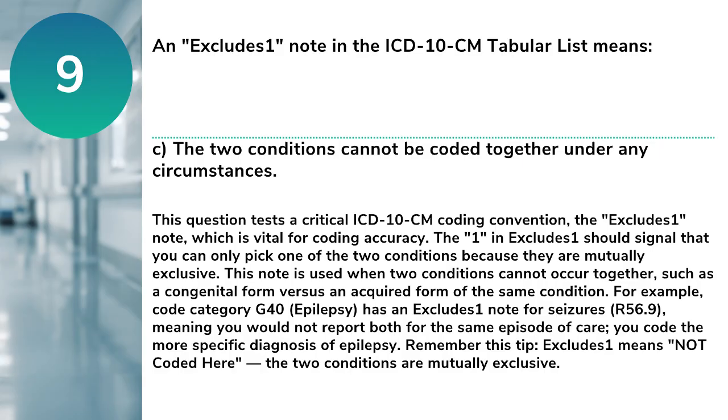For example, code category G40, epilepsy, has an Excludes1 note for seizures, R56.9, meaning you would not report both for the same episode of care. You code the more specific diagnosis of epilepsy. Remember this tip: Excludes1 means "not coded here." The two conditions are mutually exclusive.